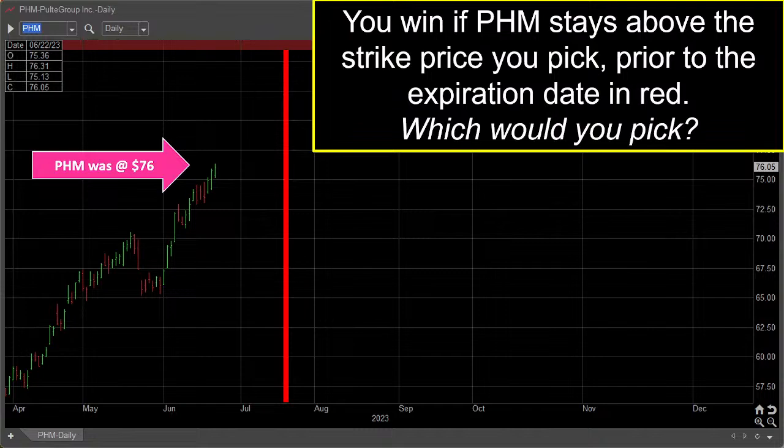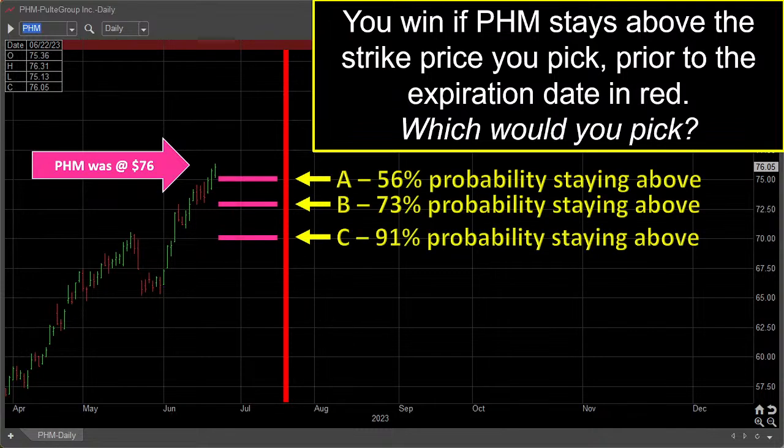Now, I'm going to show you some options that you could sell. This is a bullish market. So remember what we're going to do. We're going to go underneath the price of the stock, and we're going to look at some option strikes. All right? We've got an option that would give you a 56% probability, a 73% probability, or a 91% probability.